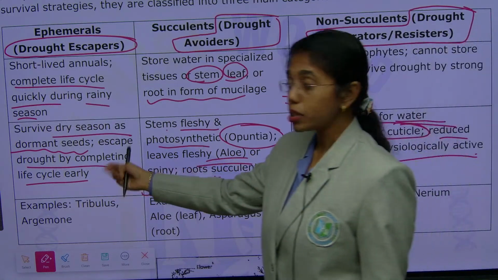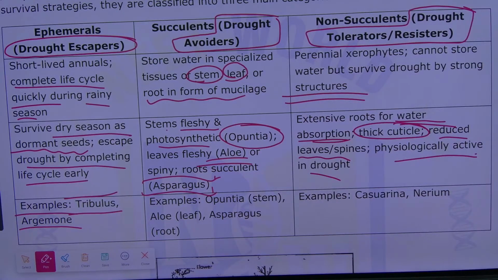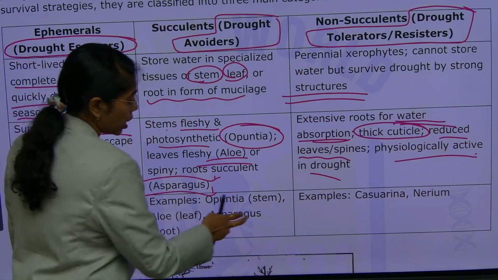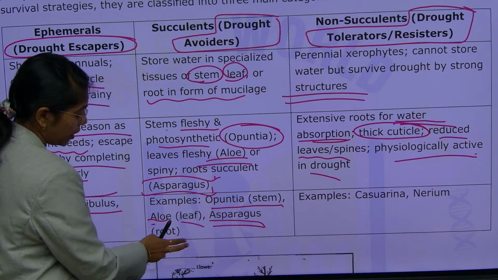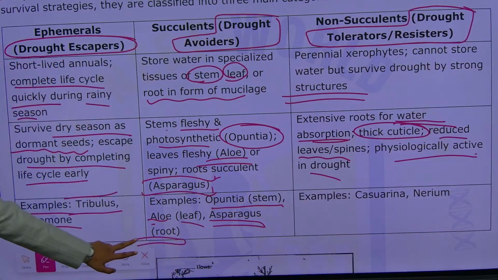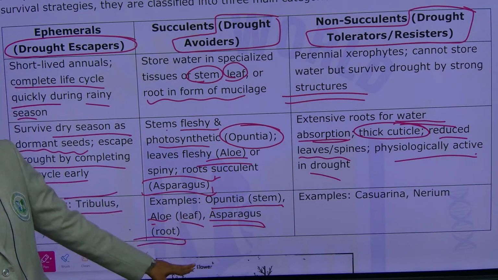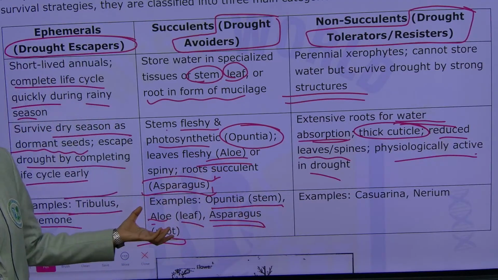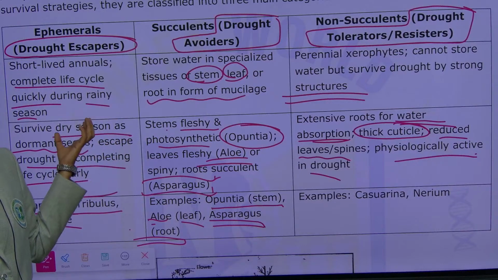Next, examples you see over here for ephemerals: Tribulus and argemone. These are the examples for drought escapers. Drought avoiders examples, if you see, Opuntia for stem, asparagus, aloe vera for leaf. Asparagus gives you root adaptation, aloe vera where leaves turn to spine, in Opuntia where stem is mucilaginous, which is storing the mucilage or water and minerals. Fine, right? So these are the examples for what? Drought avoiders, those are succulents.